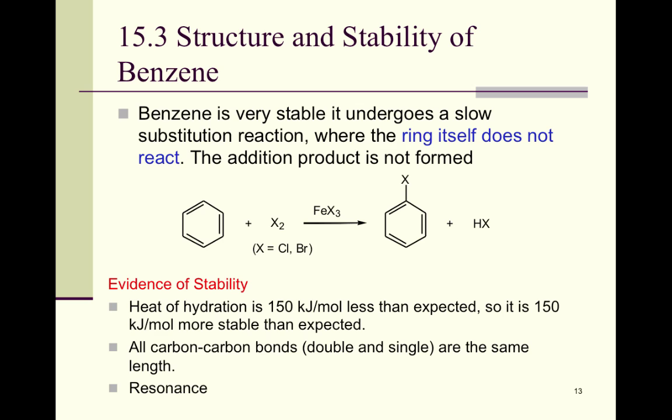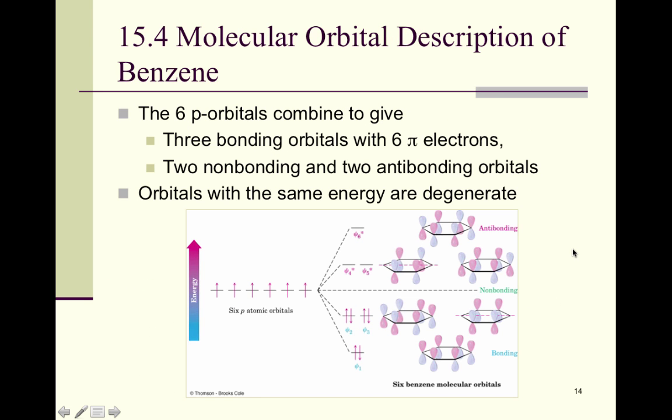So how do they know that the ring itself doesn't react? They have different evidences of stability. In fact, there's 3 of them here. The heat of hydration is 150 kilojoules less than expected, so it's 150 kilojoules more stable than expected. Another evidence is that all the carbon-carbon bonds, both single and double, are the same length, and also the molecule itself displays resonance. Looking at the molecular description of benzene, the 6 pi orbitals combine to give 3 bonding orbitals with 6 pi electrons, 2 non-bonding and 2 anti-bonding orbitals.